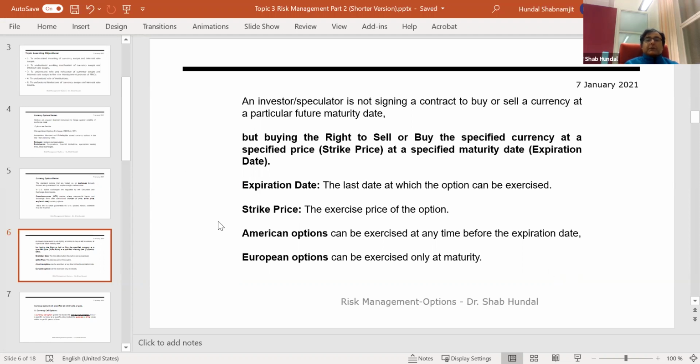So those options which can be exercised on or before maturity are called American options. And those options which expire only on the day of maturity, the deadline, they are called European options. It means that American options have the element of futures, and the European options have the element of forwards. Okay, so American options are more flexible, the European options are less flexible or more rigid.